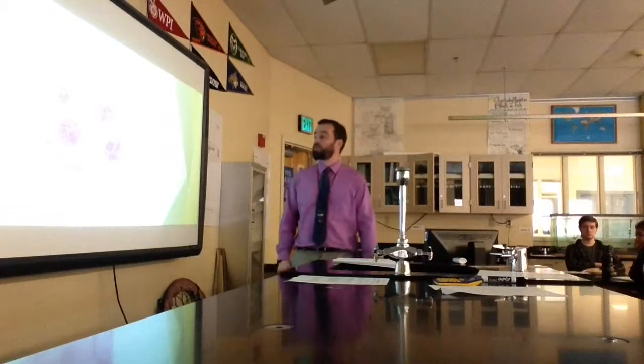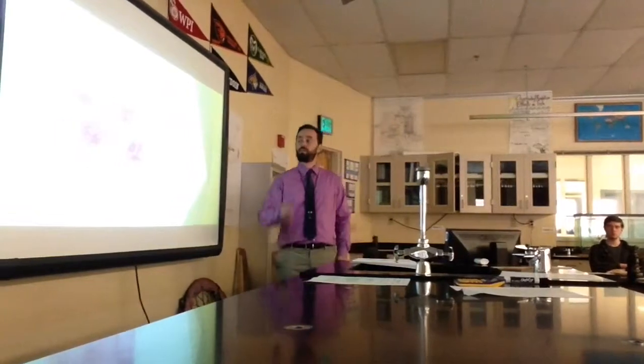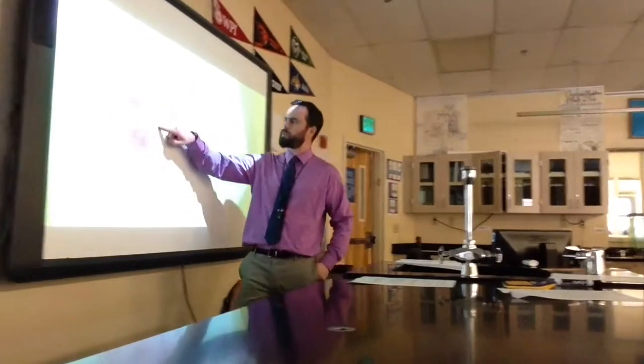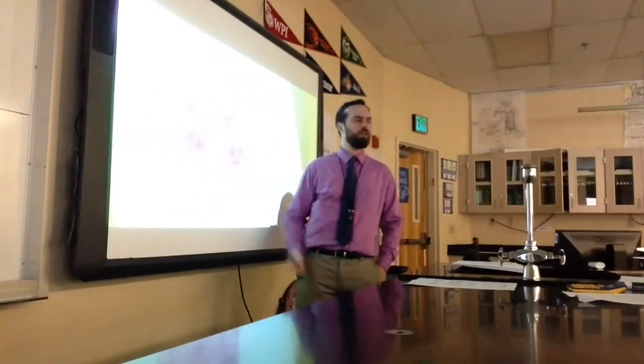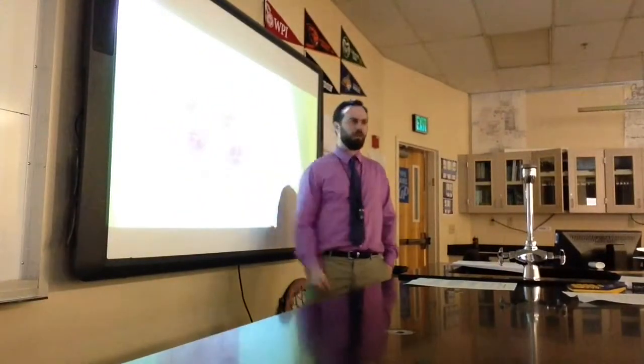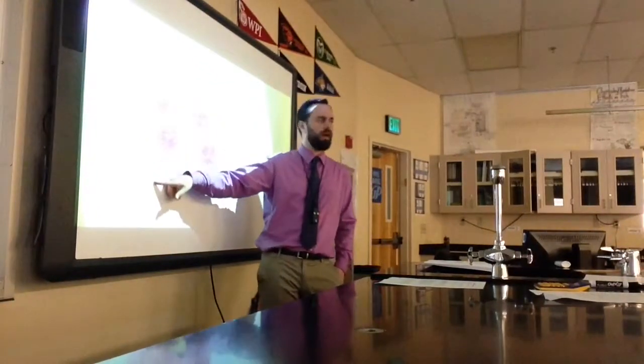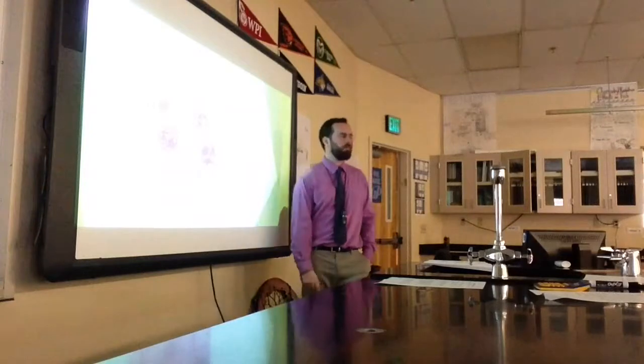So if we start here, this is what most of your onion cells should look like. And you remember these dark things, cell wall, cell membrane. What's that big dark thing in the middle? All right, and you notice this cell doesn't have one in it. Why wouldn't a cell have a nucleus in it?